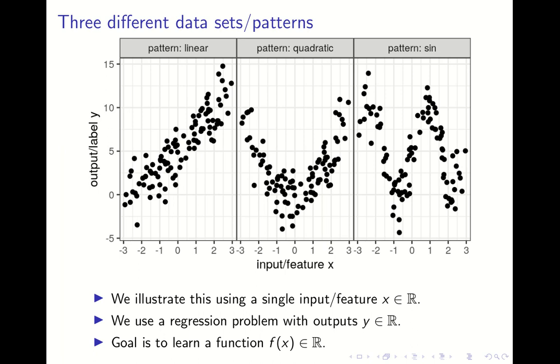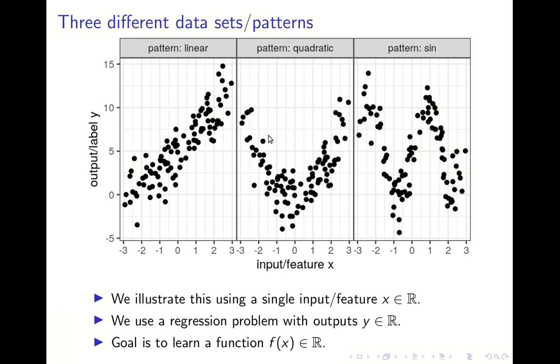So first of all, what I'm showing you here is three different data sets in the three different panels going from left to right. In each one of those panels, I'm plotting an output or label y as a function of this input feature x. The idea is that in the three different panels, we have three different patterns encoded in the data. In the first panel, we have a linear trend, a linear association between the output and the input. As x increases, y does as well.